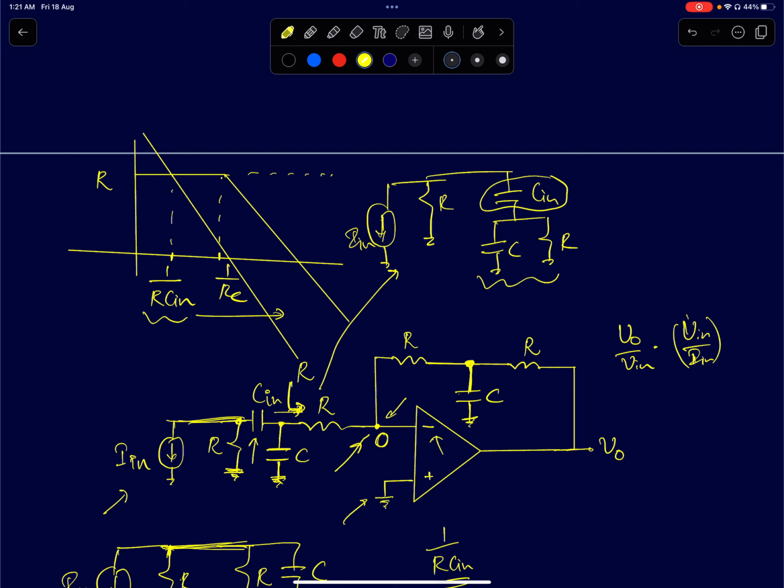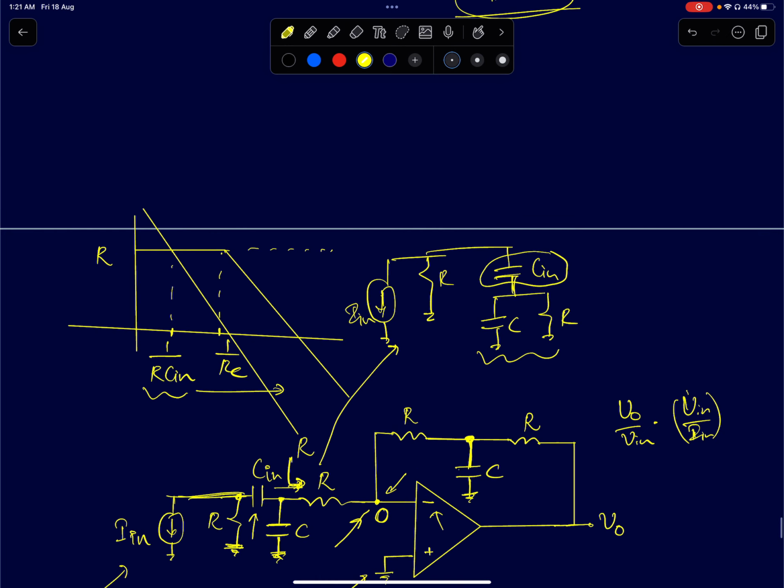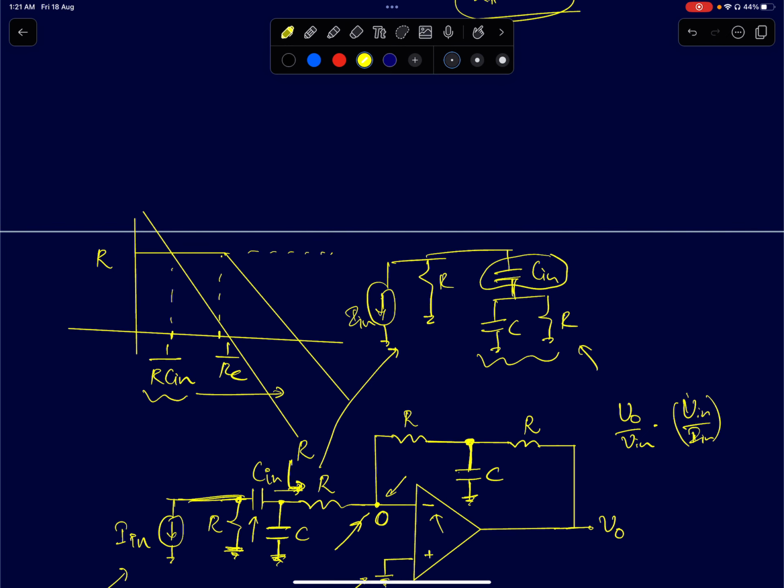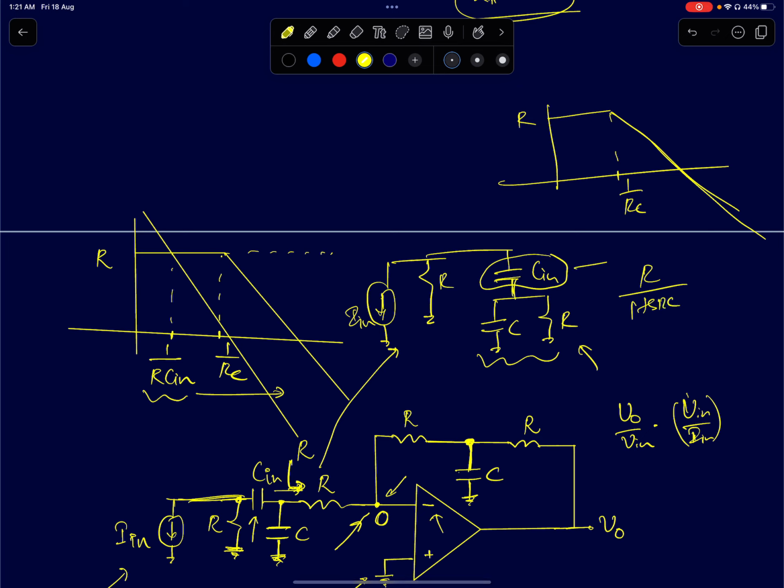You can easily show, since I've already discussed enough first order circuits, how to draw the impedances. The impedance of R and C in parallel will be R at DC, and after the pole at 1 by RC, it will roll off. This value is R by 1 plus SRC. And the impedance of 1 by SC will look something like this. All I'm trying to do is find out the frequency at which 1 by SC becomes smaller than this impedance. Just go through that. If you don't follow this, it's fine, ignore that.